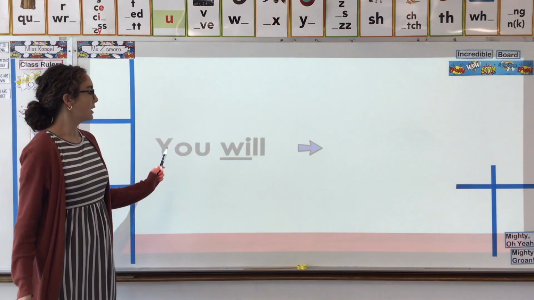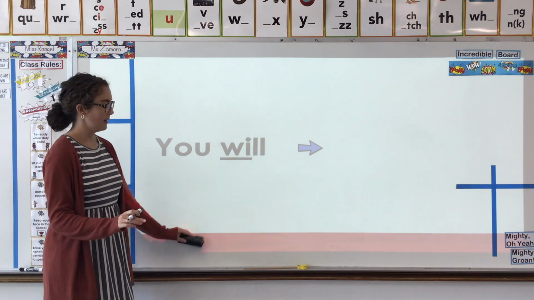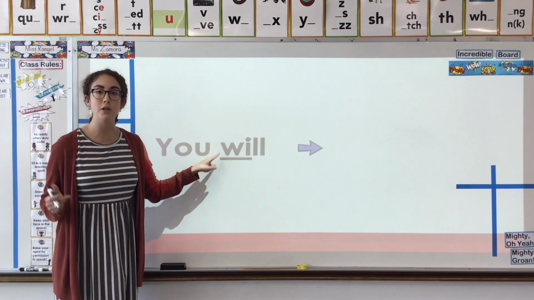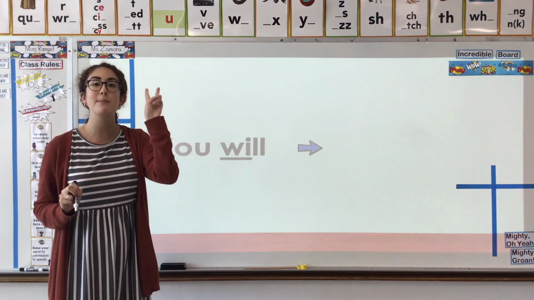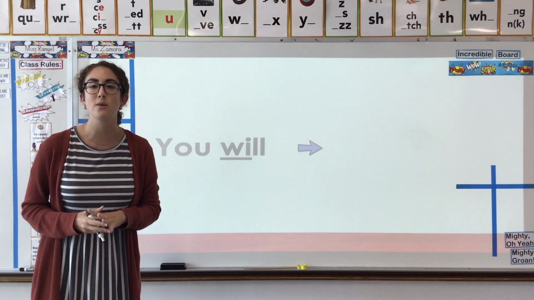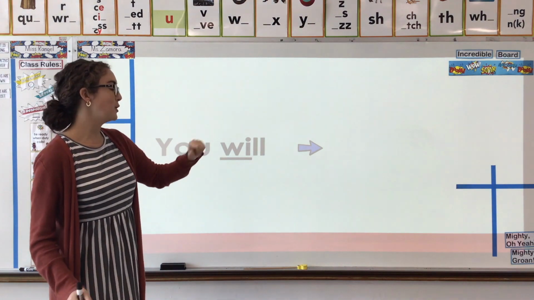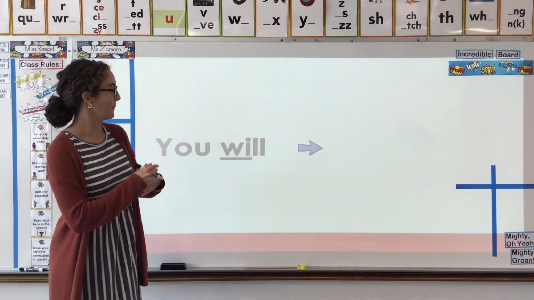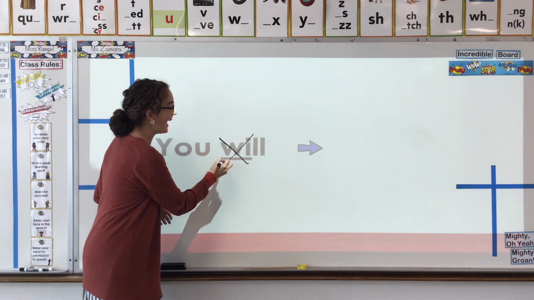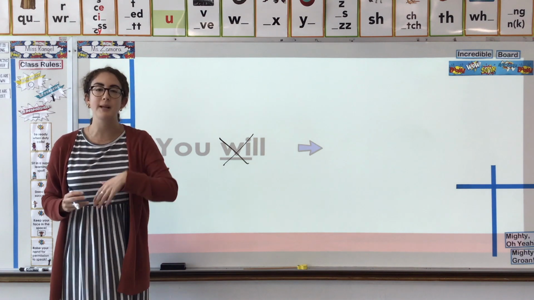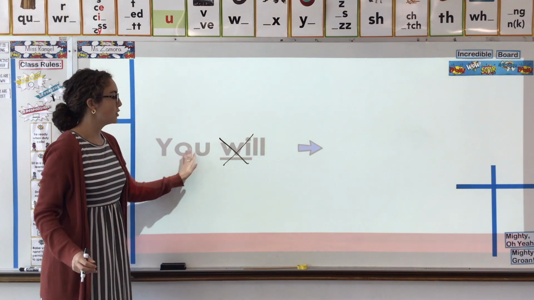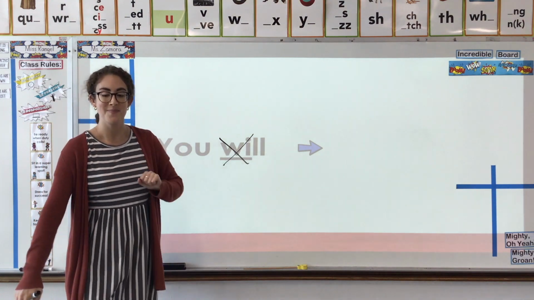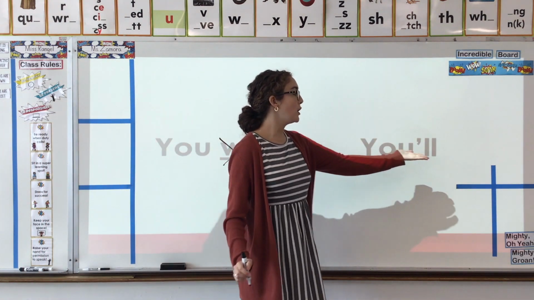You will. When we have will, and we're trying to make a contraction, there's going to be two letters that are replaced with an apostrophe. What two letters in will are going to be replaced? The W and the I will both be replaced with an apostrophe. So you will become you'll.